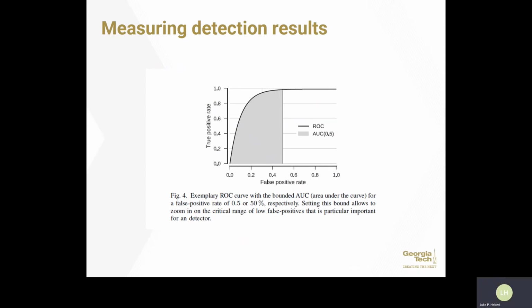So to measure the detection results of an IDS, the ideal of any intrusion detection system is to detect all the attacks on the network and to not send up false alarms for benign or legitimate traffic. The receiver operator characteristics, or ROC curve here, lends itself well to illustrating the efficacy of an IDS. The y-axis here on this chart is the true positive rate, and the x-axis is the false positive rate. The shaded area is called the AUC, or the area under the curve.